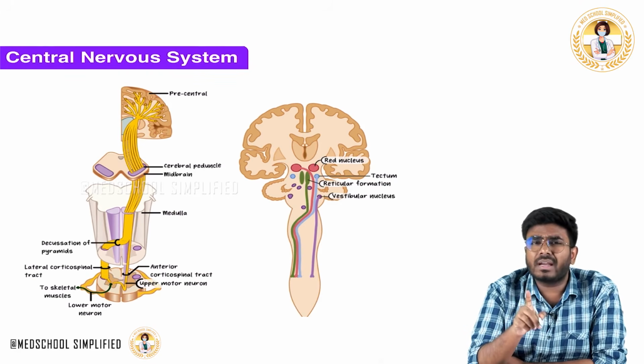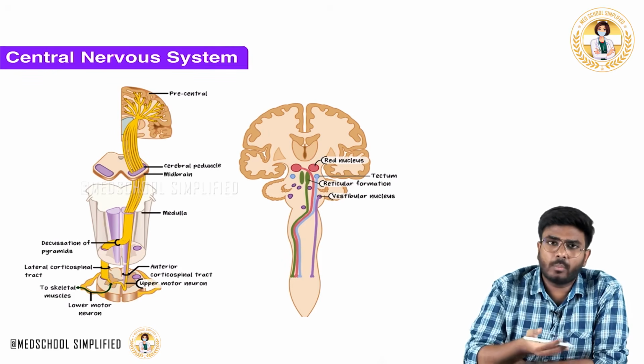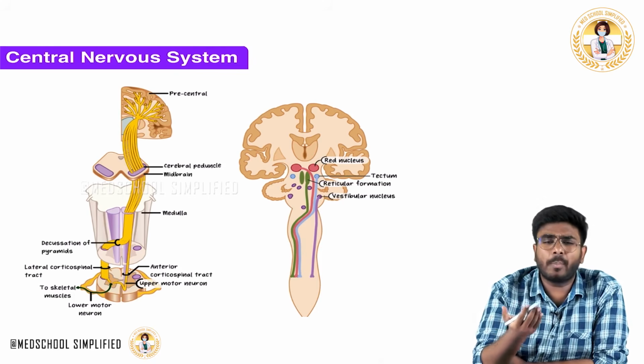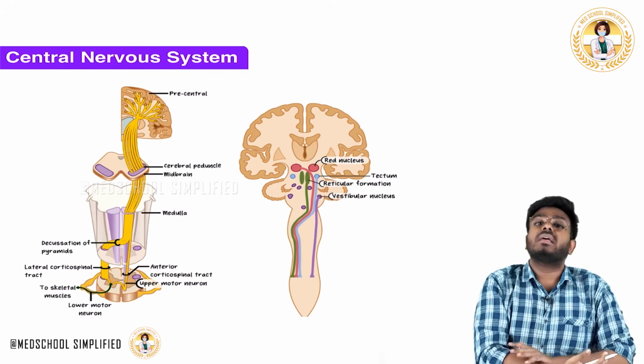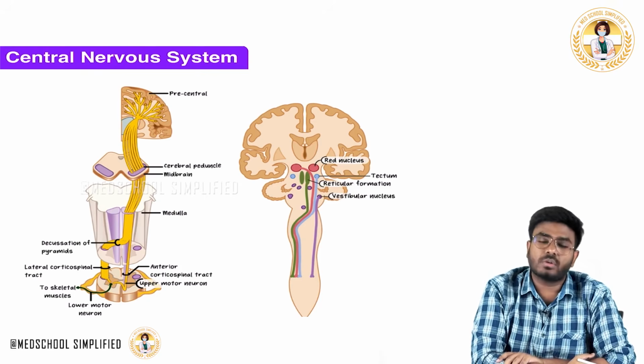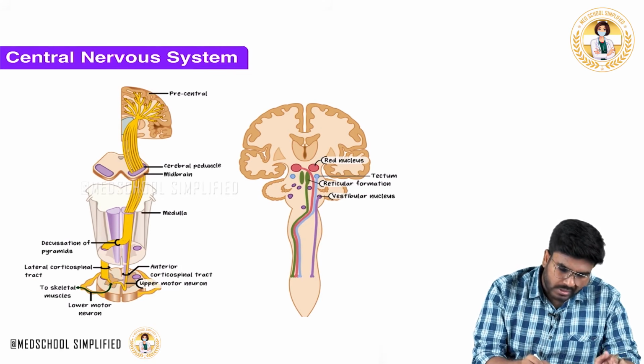It is receiving the sensory information, that's why it is sensory cortex. Not only that, this sensory cortex also gives rise to upper motor neurons, the motor pathways. Remember, most of the upper motor neurons do come from the somatosensory cortex. Anyway, from the cortex, upper motor neurons are starting.